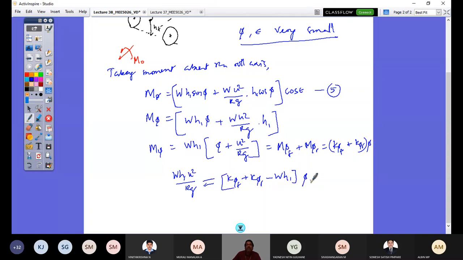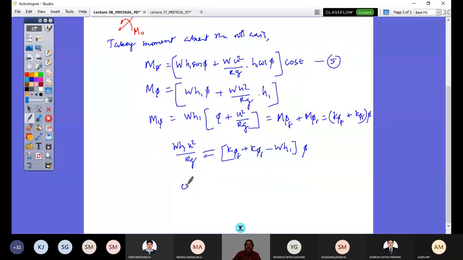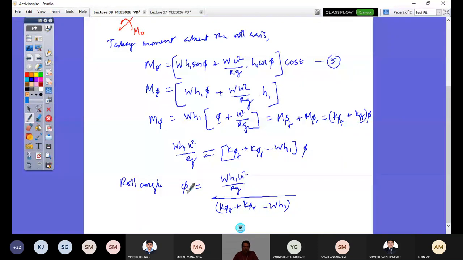So I can now determine the roll angle φ. It is WH1 U squared by RG, divided by Kφf plus Kφr minus WH1. So this is the roll angle of the vehicle body. Let's number these equations: this equation is 6, this equation is 7, and this equation is 8.